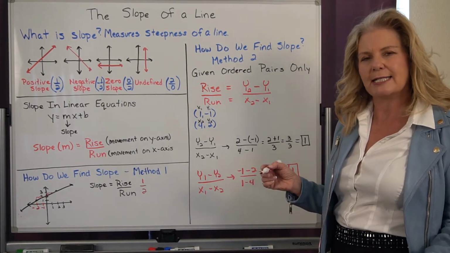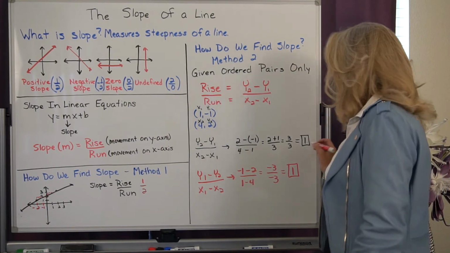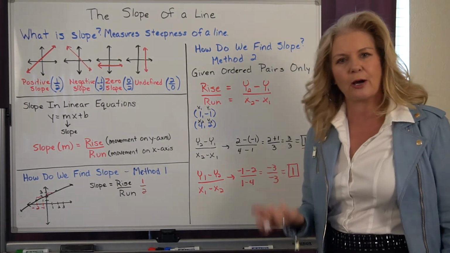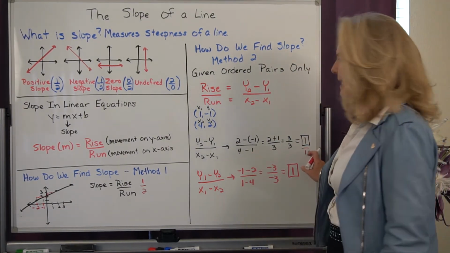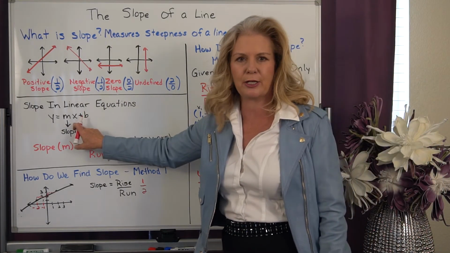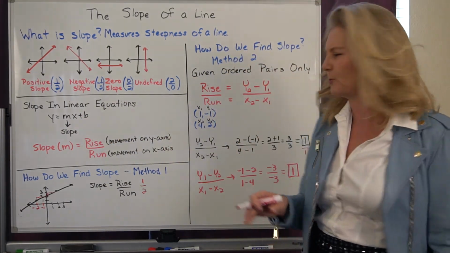Now, many of you are going to say, but I think it has to be a ratio. If you want to show it as 1 over 1, you could always do that as well. But it's okay. We can have a whole number as a slope here. And we'll talk about that a little bit later.